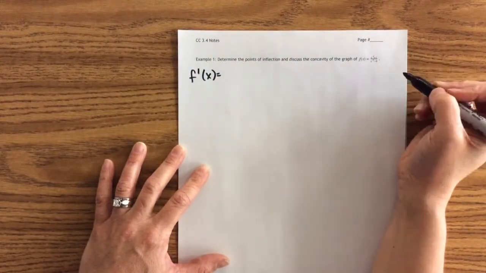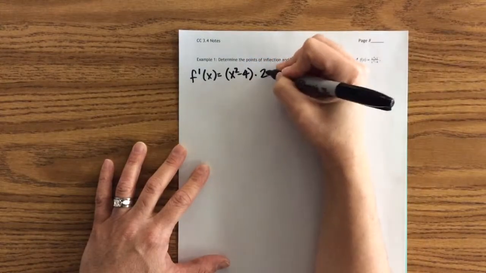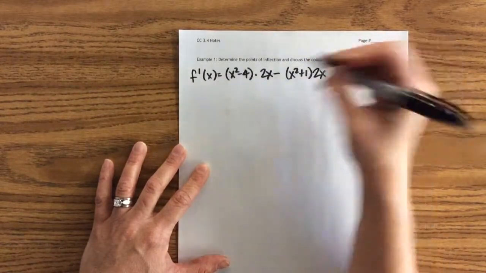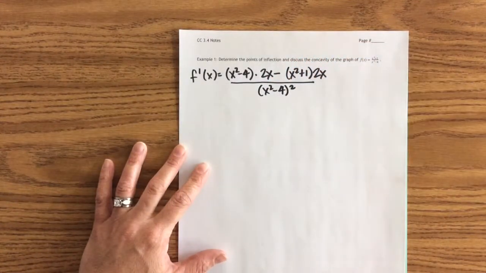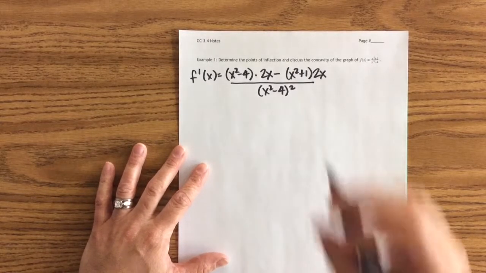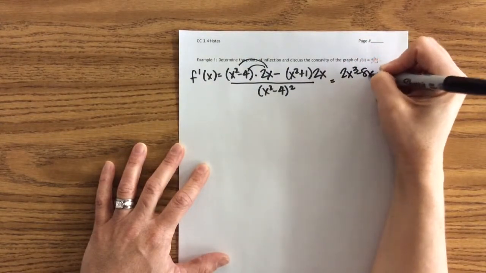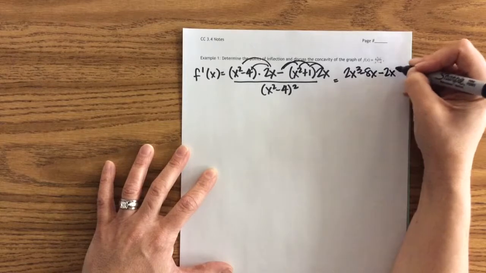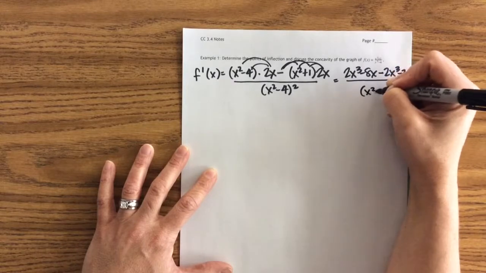And since it is a quotient, I'll use the quotient rule. Bottom times derivative of the top minus top times derivative of the bottom all over the bottom squared. I'm going to simplify before I move on, and I end up with 2x cubed minus 8x, and then I'll distribute that 2x and the negative 2x cubed minus 2x all over x squared minus 4 squared.